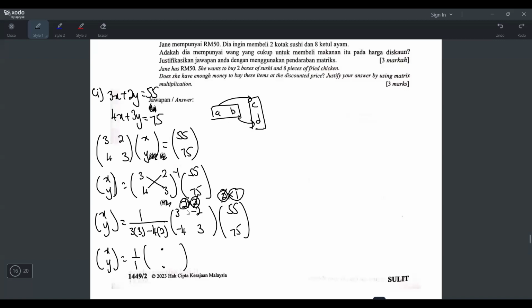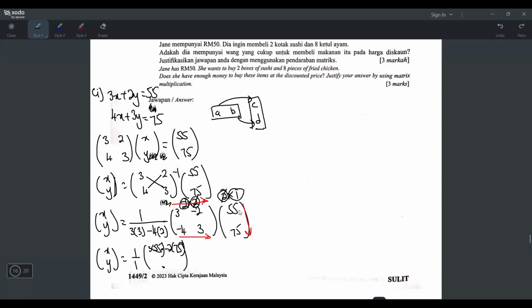So let me show you. You'll be like, okay, let me use red color. So it'll be like this. Okay, like this, right? Horizontal times vertical. So it will be 3 times 55. And then the next one is -2 times 75. Like this. Okay. And then repeat the same process, but this time with the second row, but the same column.